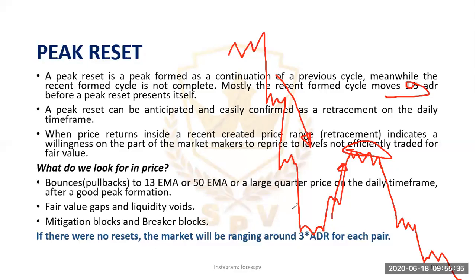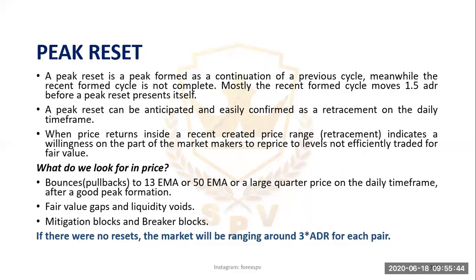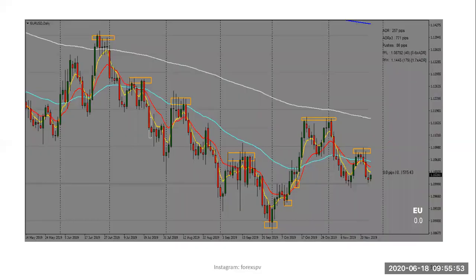And peak resets can be easily anticipated and confirmed as a retracement on the daily time frame. Because on the daily, let's now talk about the daily structure. On the daily, we usually have peaks, 3 levels, again peaks, 3 levels, again peaks, 3 levels. And also resets occur on the daily. Like you see your peak, you see the dealer has moved 2 levels and he has reached the 200 EMA, formed a very beautiful W there, and then reversed. So here we have an example.